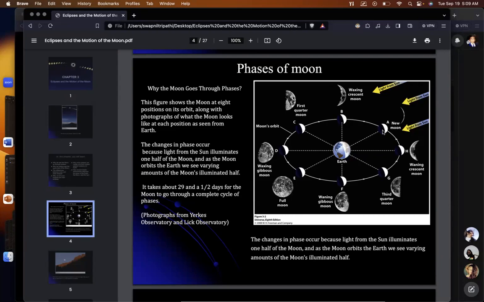Now the phases. Let me just say the names of these phases first, and then I'll tell you some more patterns in there. So new moon, waxing crescent moon, first quarter moon, waxing gibbous moon, full moon, waning gibbous moon, third quarter moon, waning crescent moon, and then new moon again.